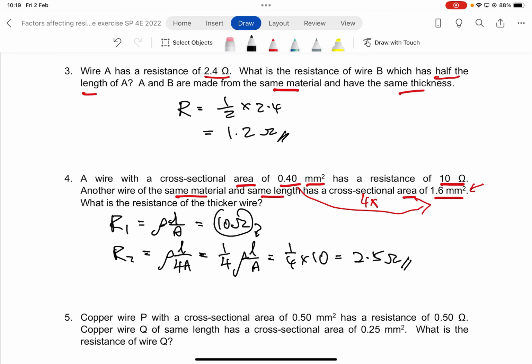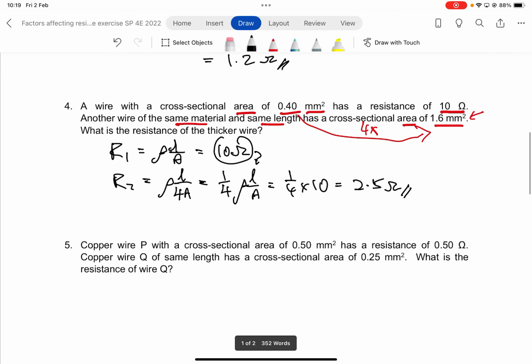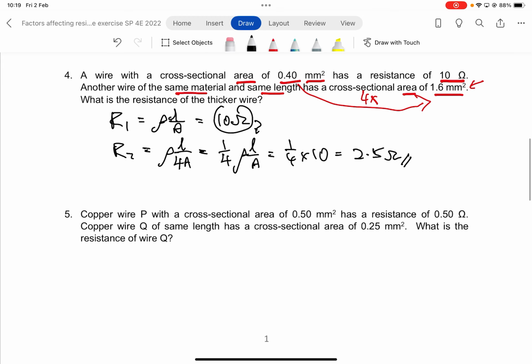Now don't write 2.50. There's no reason to use 3SF, right? You see 0.40 is 2SF. 1.6 is 2SF, right? So the final answer should be 2SF. All right, next.